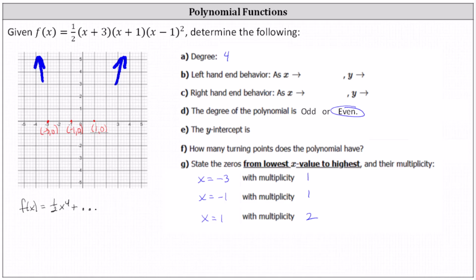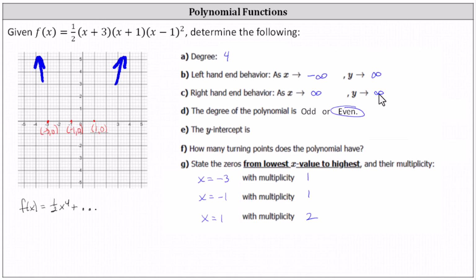Let's go ahead and determine the left-hand behavior, which is as x approaches negative infinity, f of x or y approaches positive infinity, because as we move to the left, the graph goes up, and again, y or f of x increases without bound and approaches positive infinity. The right-hand behavior is as x approaches positive infinity, again, as we move to the right, the graph goes up, and therefore y or f of x approaches positive infinity.